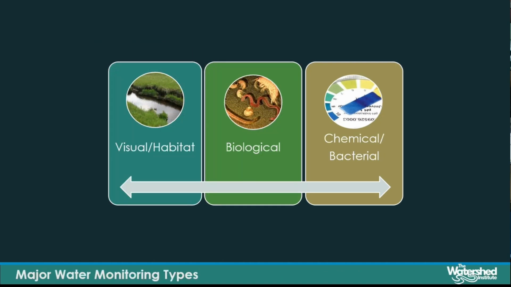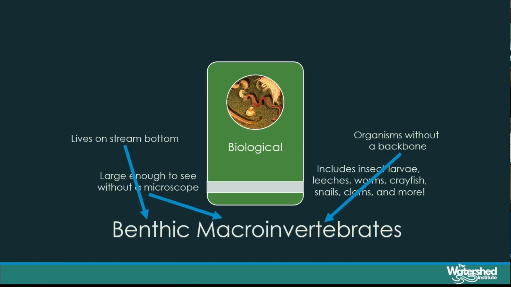The biology is what ties together the visual and habitat and the chemical monitoring. So rather than look at a single snapshot in time, we're looking at the biology because it has to exist in that stream for a longer period of time. So it tells us a little bit more about the long-term trends in this stream. So when we're talking about biological monitoring for this program specifically in Stream School, we'll be monitoring for benthic macroinvertebrates.